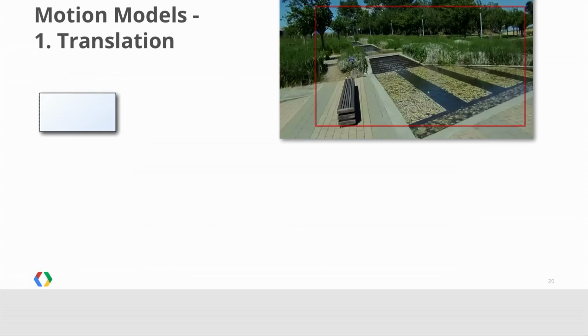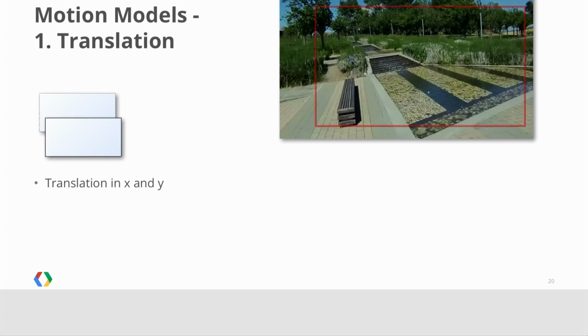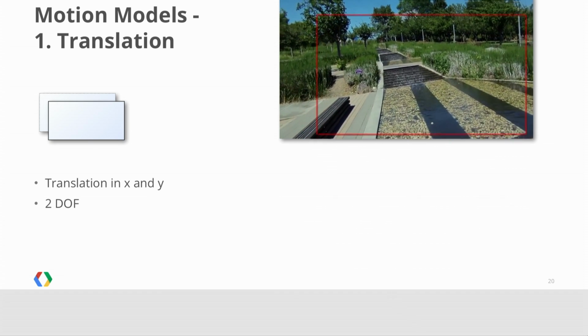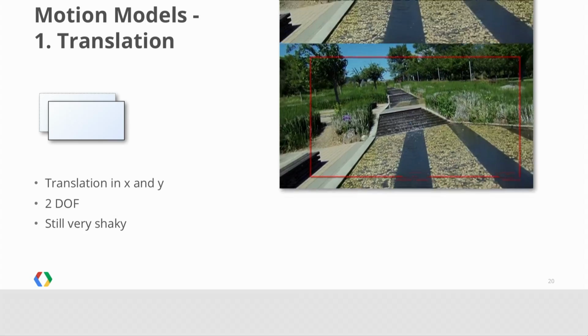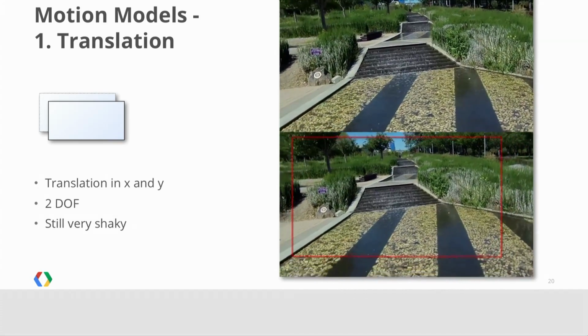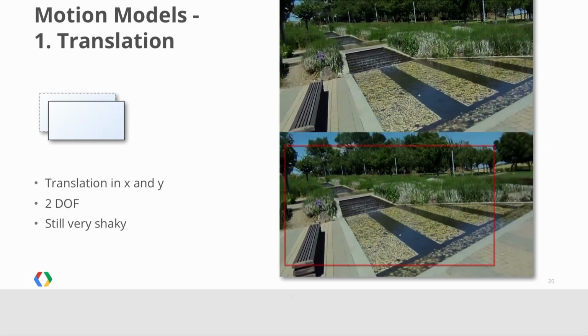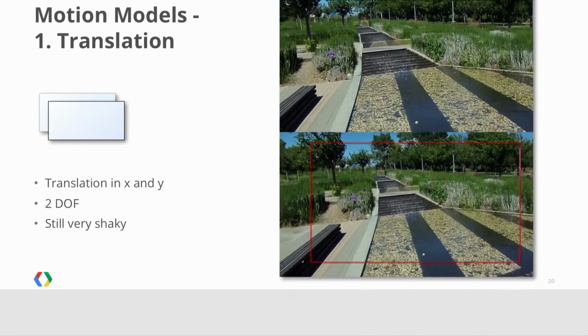Well, the easiest motion model is that of a translation. In a translation, we only have translation x and y. So altogether, we're looking at 2 degrees of freedom, and if we use that to stabilize the video, we see it's still very shaky. And it's very shaky because there are some degrees of freedom missing, and that is the roll and the scale. So let's add that to our motion model.